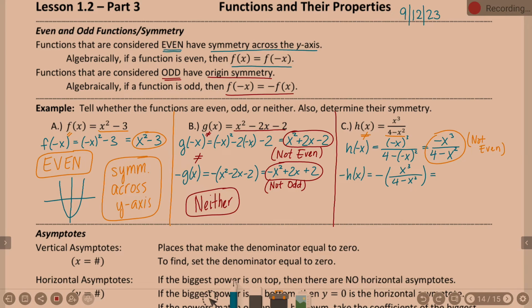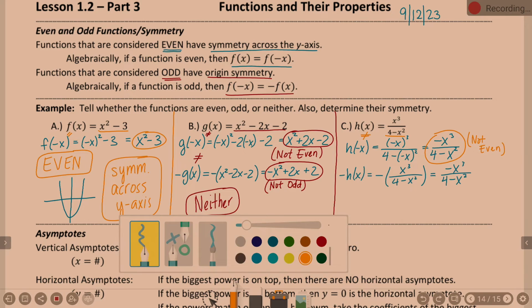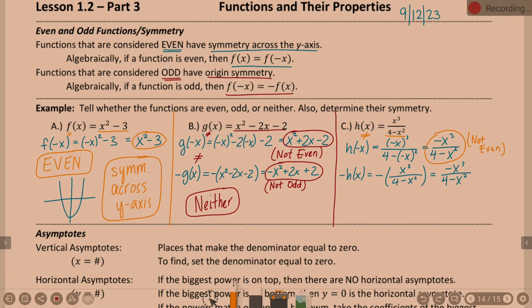Based on what my h of negative x function is, I would say multiply it to the top. Because if I multiply it to the top, this becomes negative x cubed over 4 minus x squared. And what happens now? They equal, don't they? Right here, negative x cubed over 4 minus x squared. So h of negative x equals negative h of x.